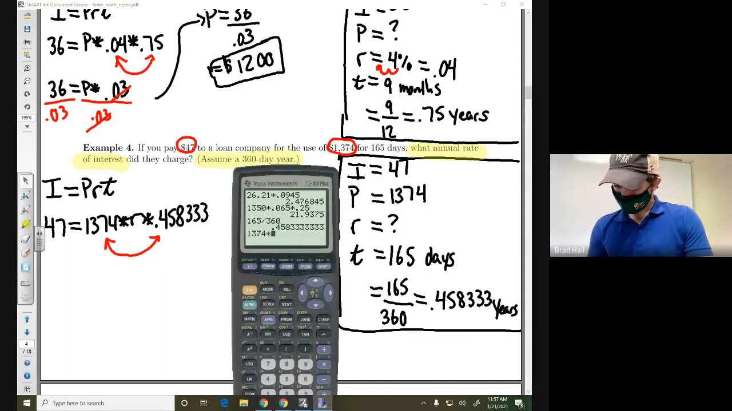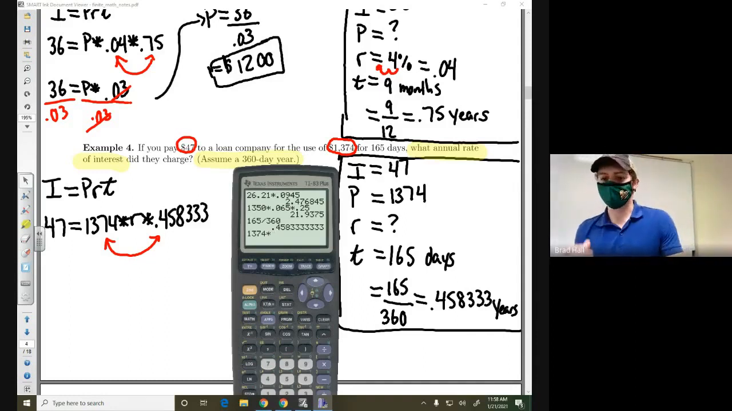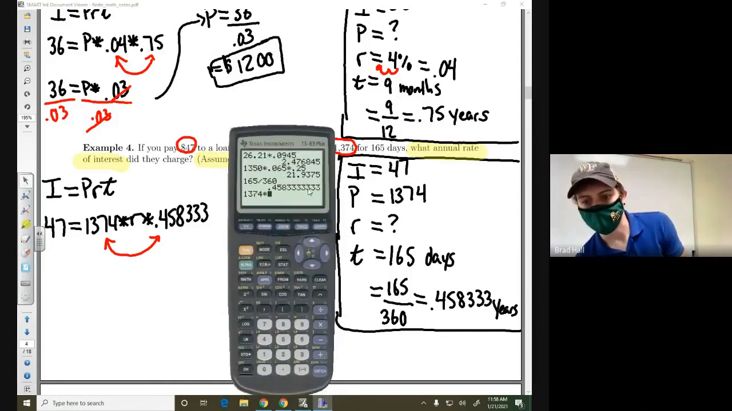1374 times, and if you wanted to use the exact value every time, so if you wanted to use the previous value here and not have to type it in, you could press second, so the second up here, and all the way down here it says A and S. You could use the exact value here. That's for those of you who are a little bit more comfortable with the calculator. For now, I'll put 0.458333.